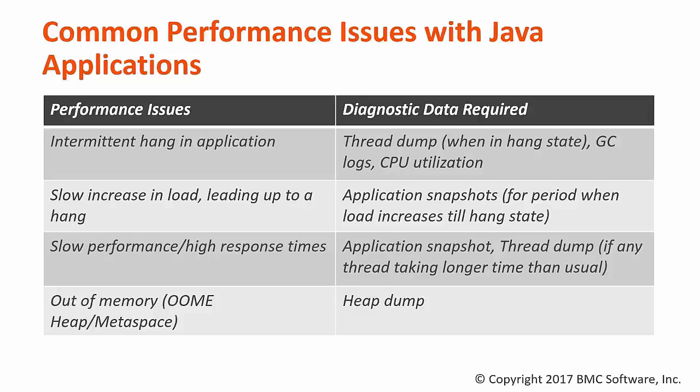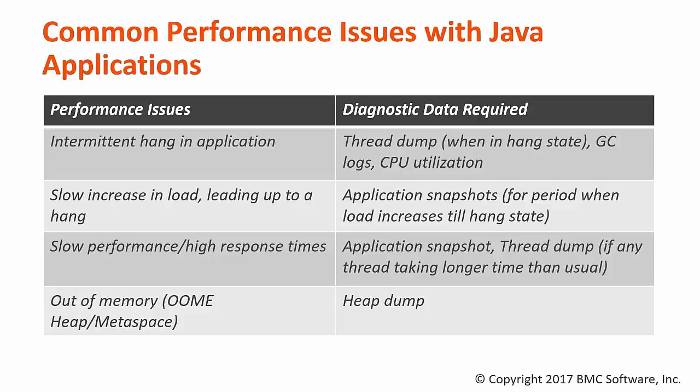The first common performance issue is an intermittent hang in the application. Sometimes while working with a Java application, we may see a sudden hang, or we may see the application hanging multiple times intermittently. In this case, we would need to collect thread dumps, and the thread dump should be collected when the application is in hang state. Then we would need to collect garbage collection logs and CPU utilization.